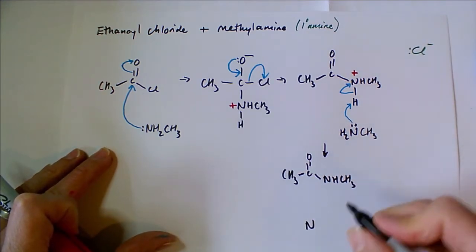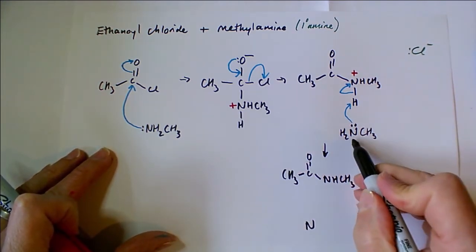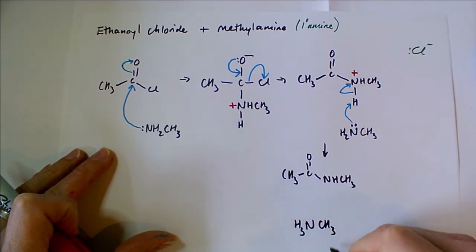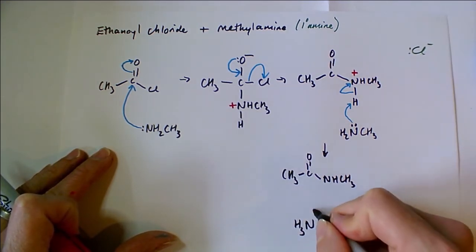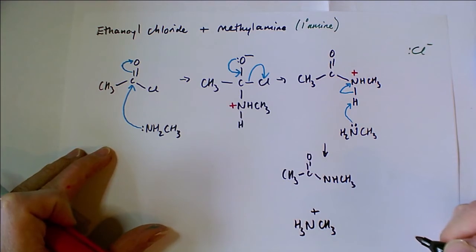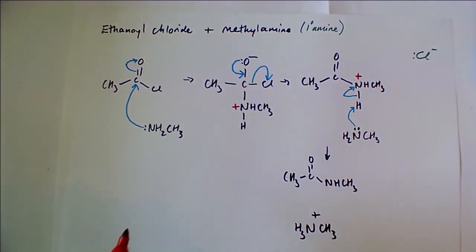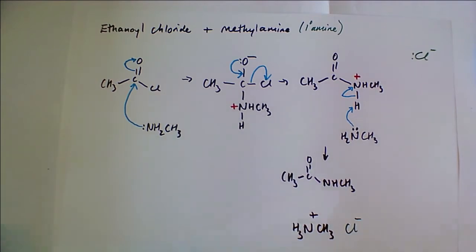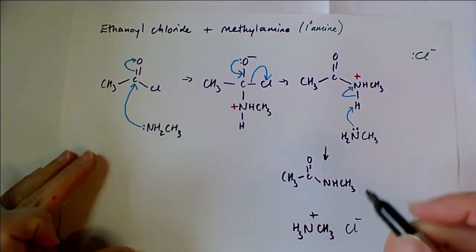My byproducts here, I've got my NH, so here it's NH2, so now this is NH3, CH3. This whole thing is going to have a positive charge. This then can team up in an ionic bond with the chlorine, or chloride rather. So let's name these things.